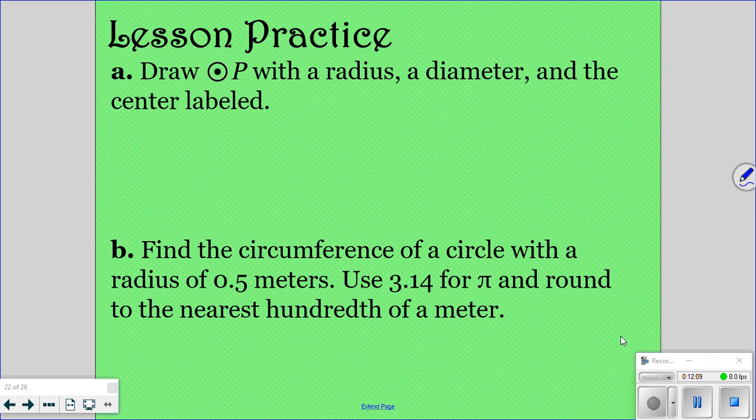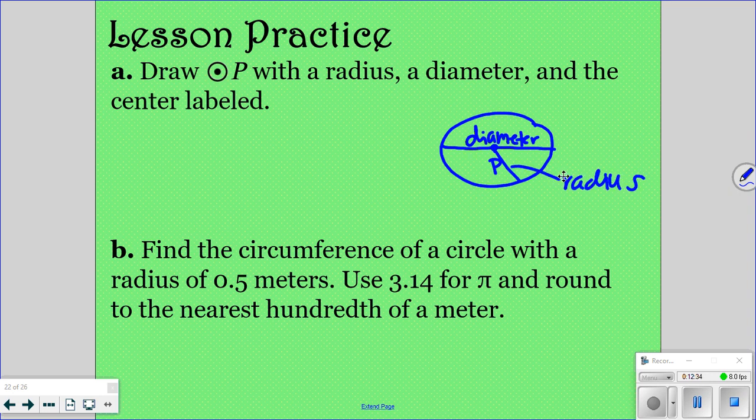So we want to draw a circle P. So here's circle P. P is going to be at the center because it says it's circle P. Here is a diameter. Here is a radius. And it says the center needs to be labeled. So putting P at the center labels it. Okay, so that would be part A.